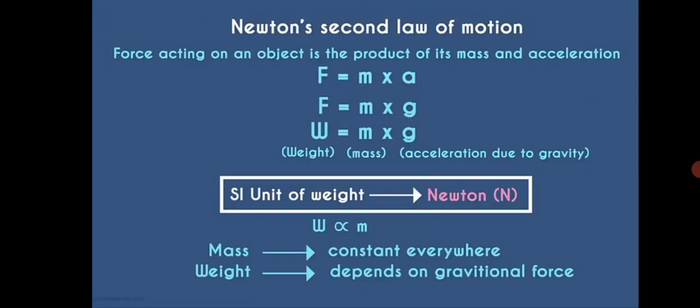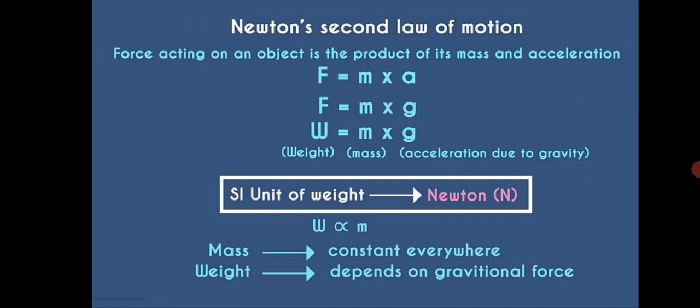How can we understand weight using a formula? According to Newton's second law of motion, which says that force acting on an object is the product of its mass and acceleration, that is F = m × a. We can replace a with g. This is actually the weight of the object. So W = m × g. This is the formula for weight, where m is mass and g is acceleration due to gravity.